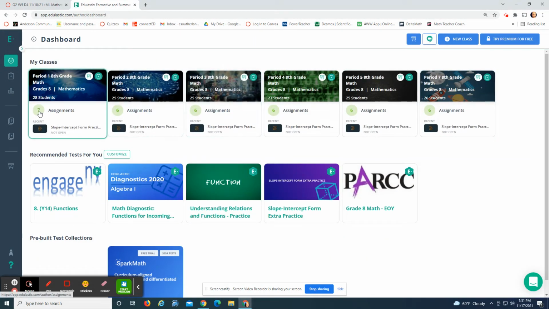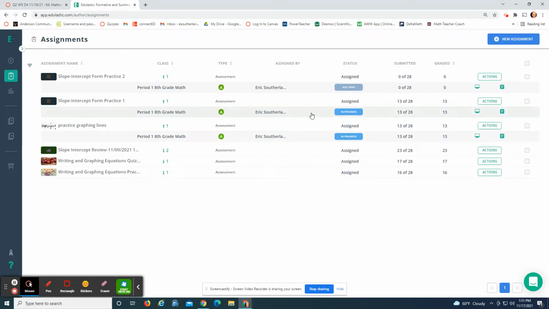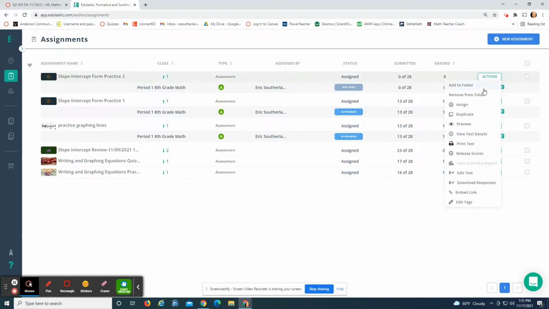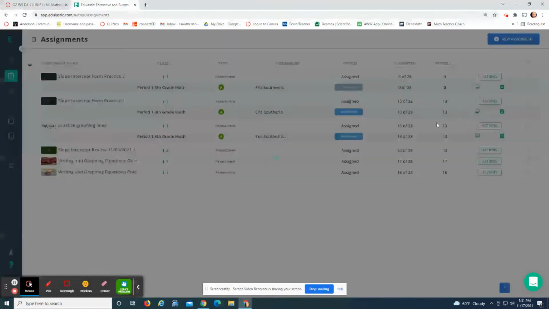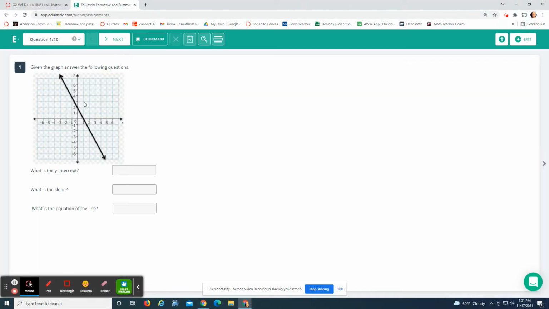So here's what the practice test looks like. It's similar to what we did yesterday. It is slightly different. So the first question comes up, given the graph, fill out the stuff. So the y-intercept is where it crosses the y-axis. So right here, we can see it crosses right there at 2. So for the y-intercept, you're going to type in 2.